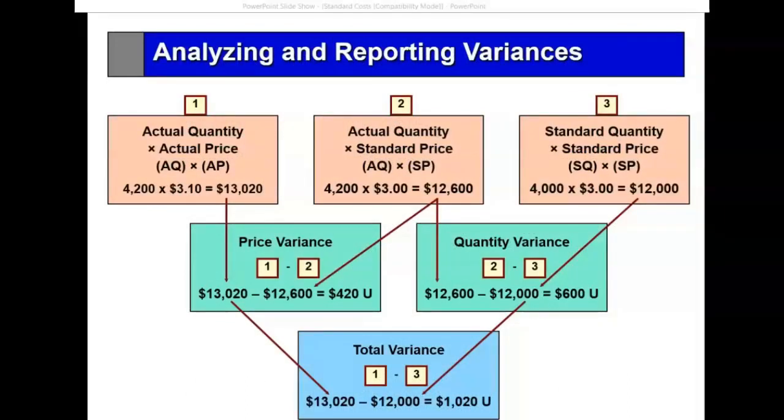Therefore, my variance is unfavorable. Why? Well, the price variance: we paid a little more than we thought, and what happened? We don't know. We didn't take quantity discounts.